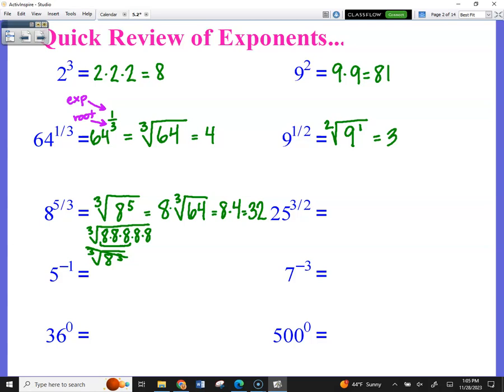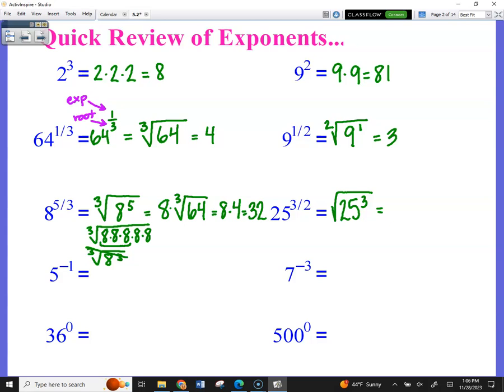25 to the 3/2 would mean what? Square root of 25 cubed. 25 cubed is what? I don't know off the top of my head. 15625. Now see if you can take the square root of that. It's 125. There you go. So this one ends up being nice.